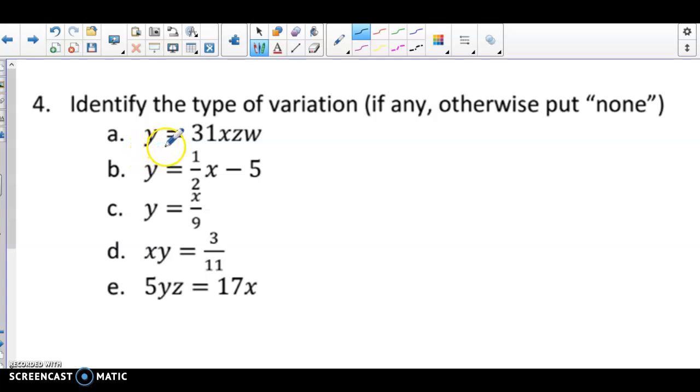So this one gives me y equals 31. If I see a number, that's usually going to be my constant. So 31 is my k times x times z times w. Now this one, I should recognize this. This is straight from our joint variation equation because they're all being multiplied by our constant, and we have more than one variable being multiplied. So I'm going to say that this is joint.